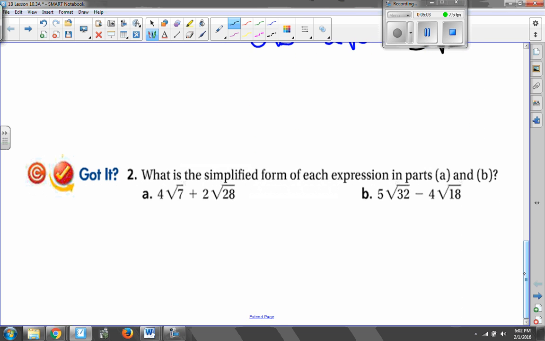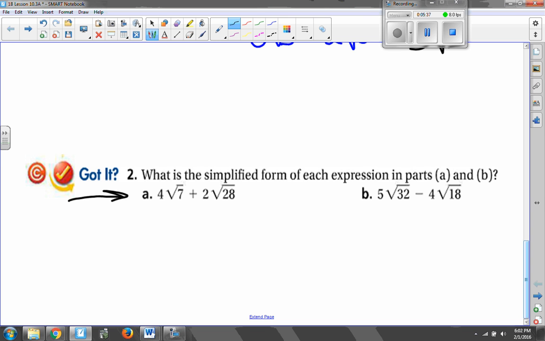Let's look at number 2, letter A, together. They're asking us again to simplify this expression. That means put it together if we can. So we're going to look here and see if we can put these together. Now, I have 4 square roots of 7. I don't think I can simplify the square root of 7 at all. Plus 2 square roots of 28. Those are not the same square root number, but I can simplify the square root of 28.